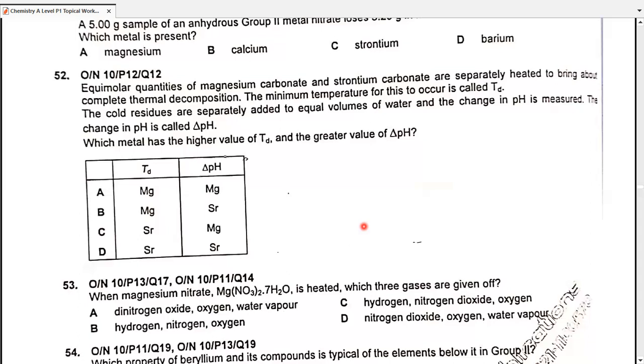Yes, sir. So thermal decomposition decreases down the group. So the lowest will be strontium's. The minimum temperature for this to occur is T. The cold residues are separately added to equal volumes of water, and the change in pH is measured. Which metal has higher level? Cold residues are added.